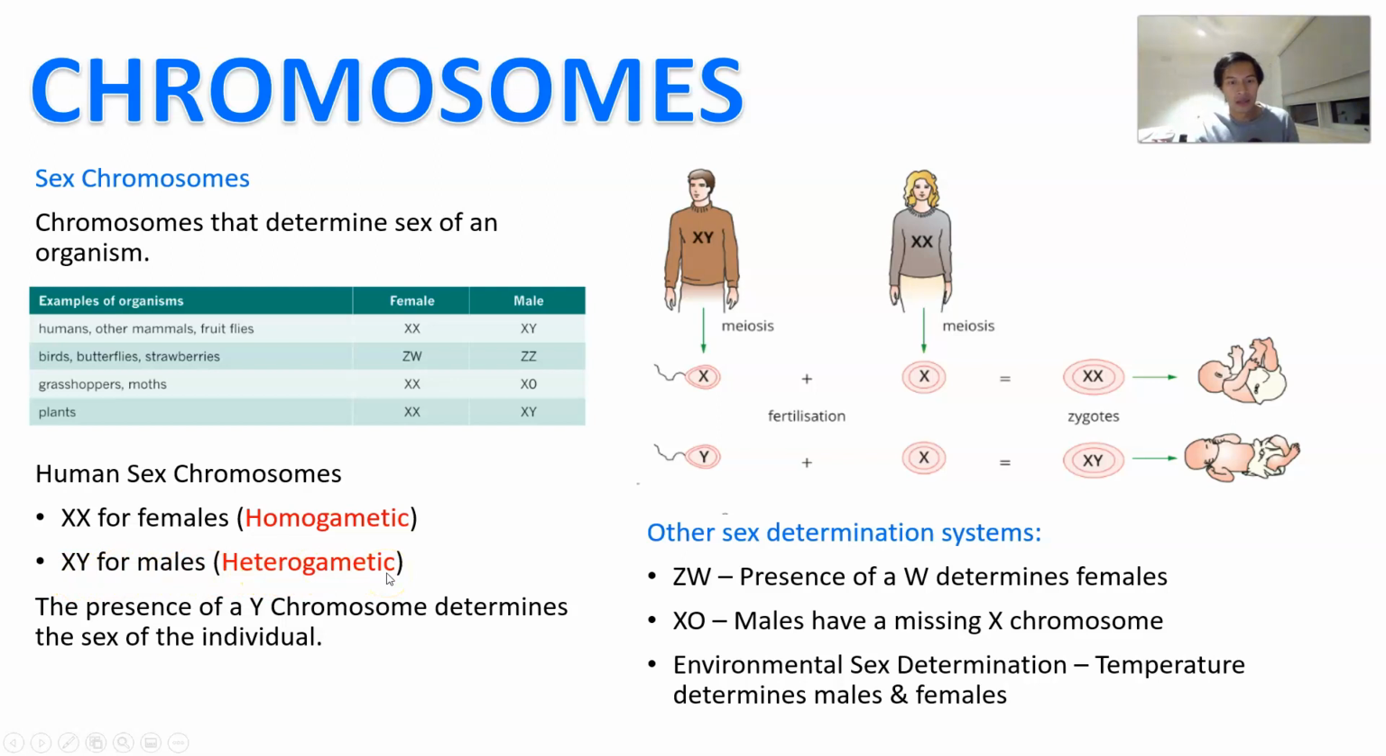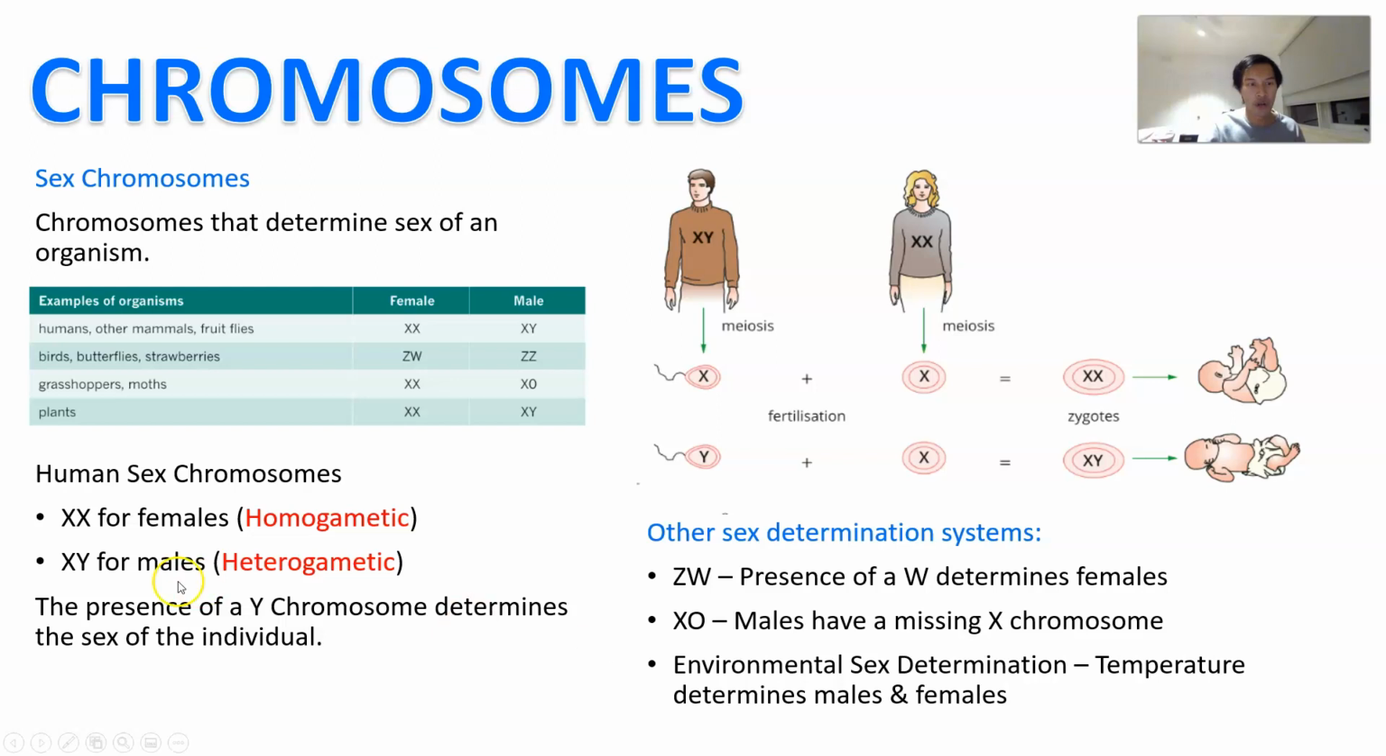Now, that's not the only sex determination system we have. You have a ZW and also a ZZ system for birds, for example, and butterflies and things like strawberries. And then you've also got what we call an XO system as well, where males have a missing X chromosome instead, right? And then you've got some weird and wacky things like environmental sex determination, where attributes of the environment, like for example, temperature, can determine whether an organism becomes a male or a female. Like for example, in reptiles and like turtles and crocodiles, if it's too cold, it generally forms males, and I think if it's too warm, it forms females.